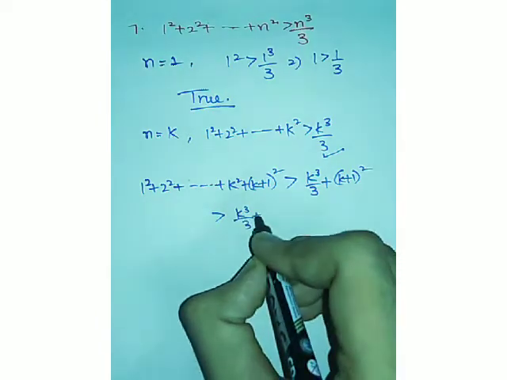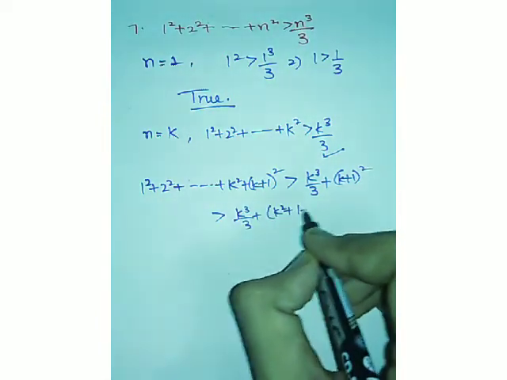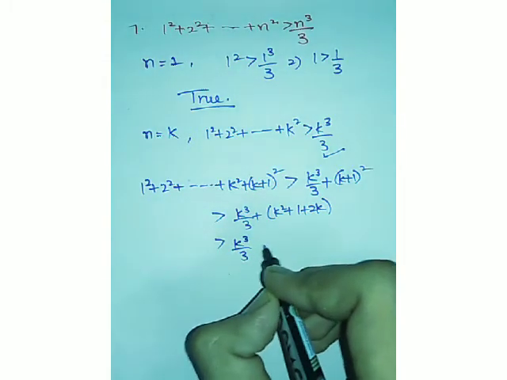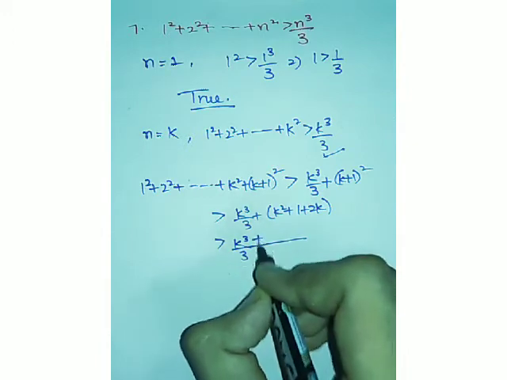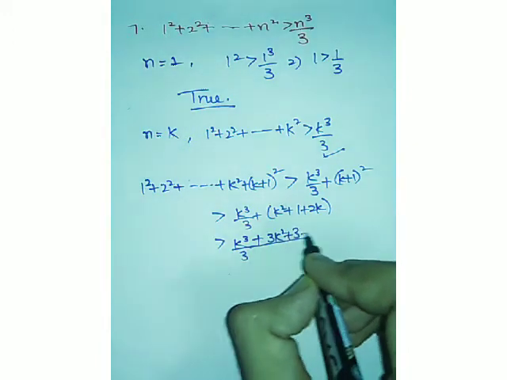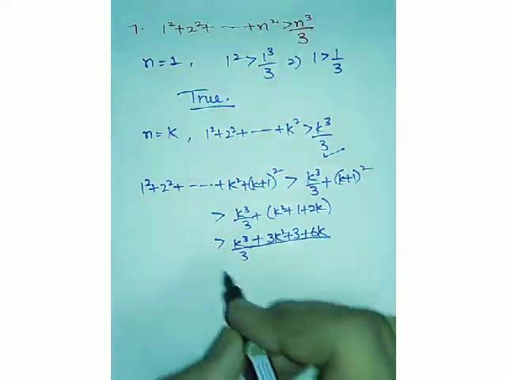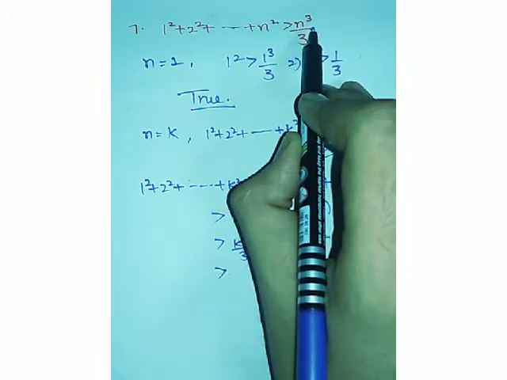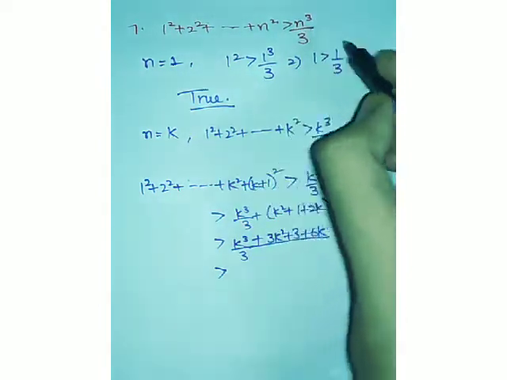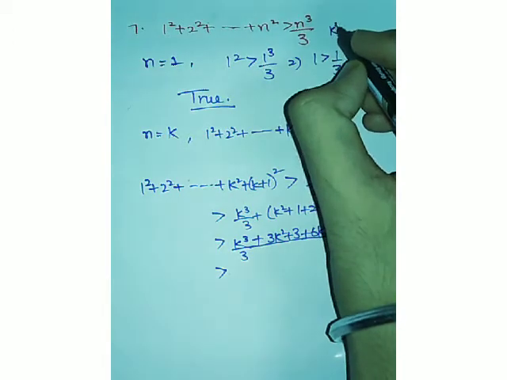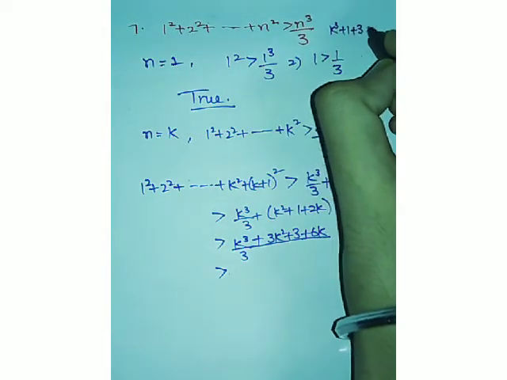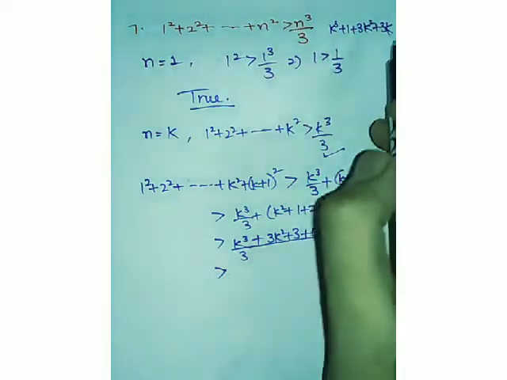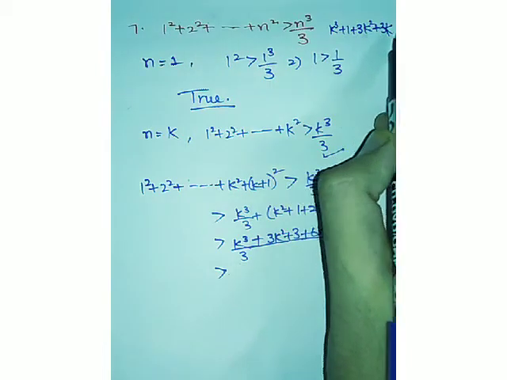k cube upon 3, just open the whole square, k square plus 1 plus 2k, then greater than k cube upon 3, take LCM, plus of 3k square plus 3 plus 6k, correct? Now we want to form the whole cube of k plus 1. So what will k plus 1 whole cube look like? It will look like k cube plus 1 cube plus 3k square plus 3k, because the formula is a cube plus b cube plus 3a square b plus 3ab square.